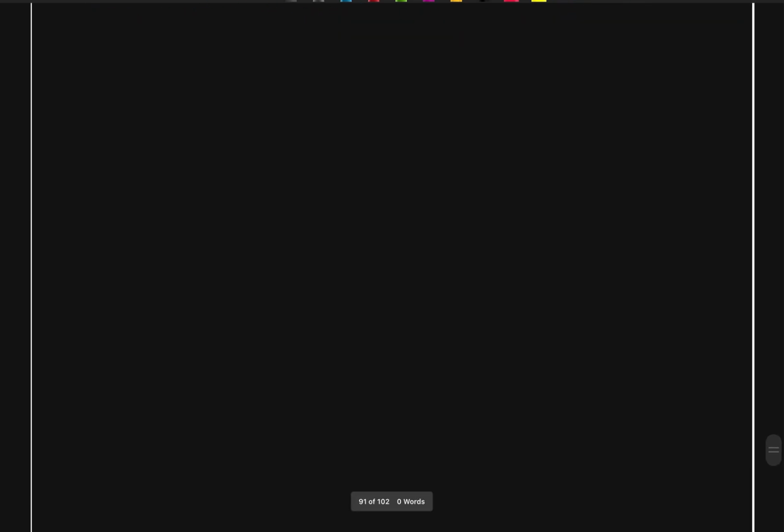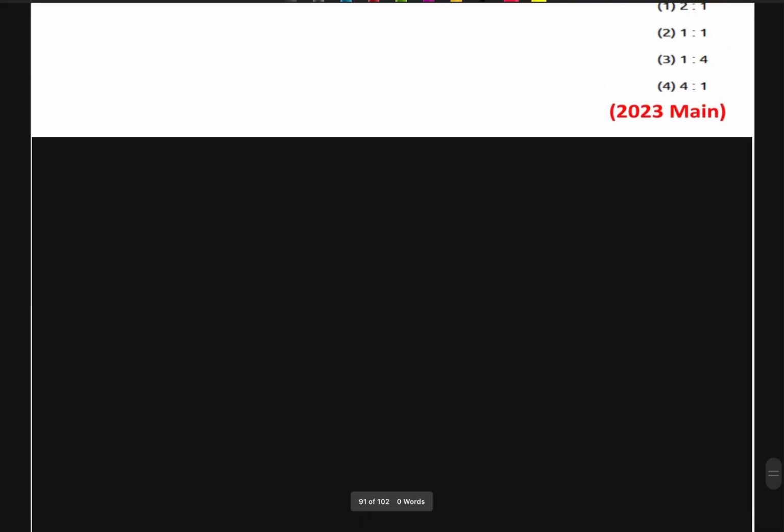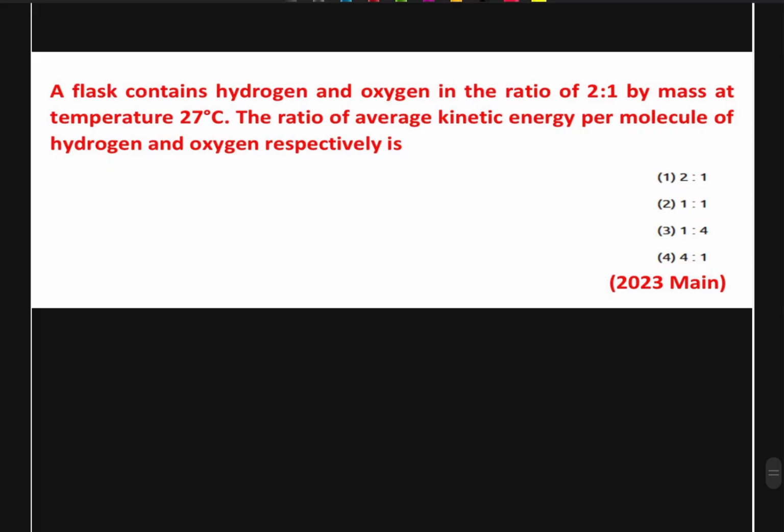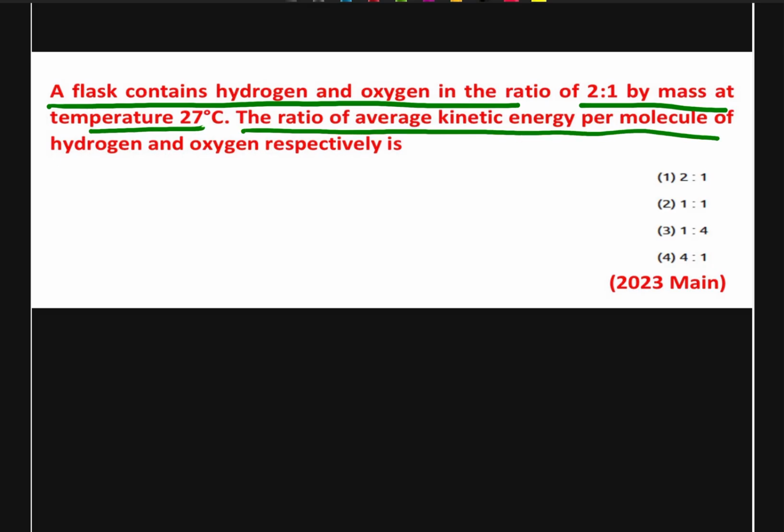Next question. We are given a flask containing hydrogen and oxygen in the ratio 2:1 by mass at temperature 27 degrees centigrade. The ratio of average kinetic energy per molecule of hydrogen and oxygen respectively will be.